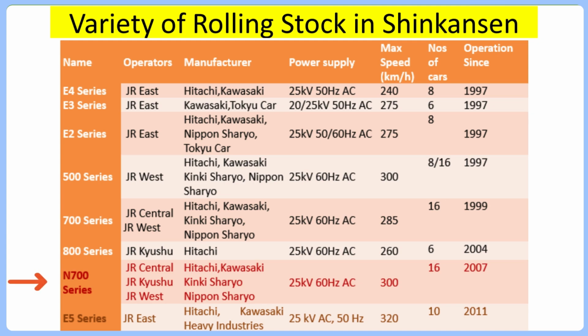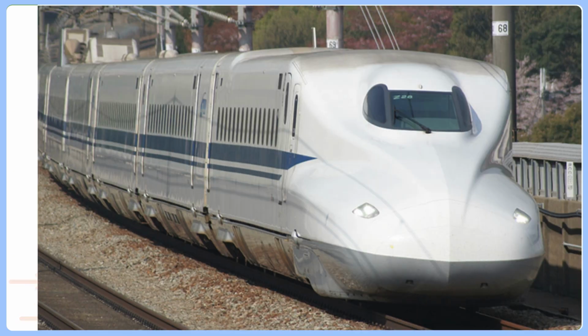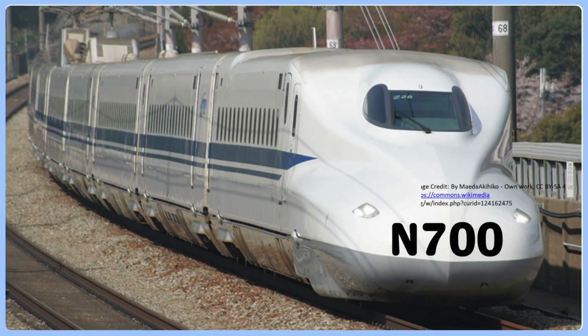The 2 latest versions, N700, introduced in 2007, and the E5, introduced in 2011, will be explained in detail. N700 was a game changer in Shinkansen designs due to first use of active suspension and tilting technology. It also uses a new ATC system. N700 is the first high-speed rolling stock of Japan with a body inclining system.